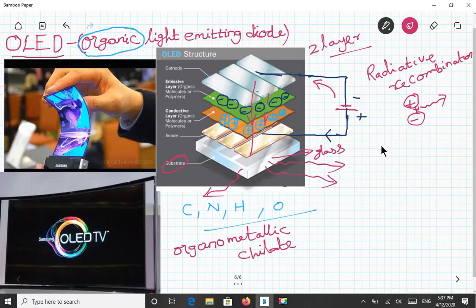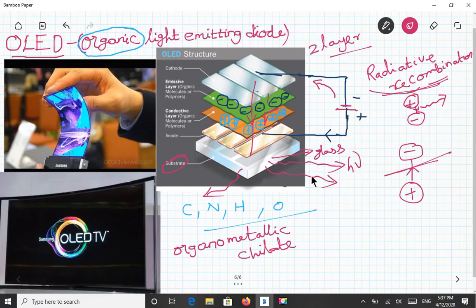Now after this, the recombination will take place. So the electron in the emissive layer and the hole in the conductive layer get recombined in the gap, or in the layer in between those two, that is here. So they will get combined, but there is transparency only in the substrate, so the light will come out from the substrate only. So these are the photons.